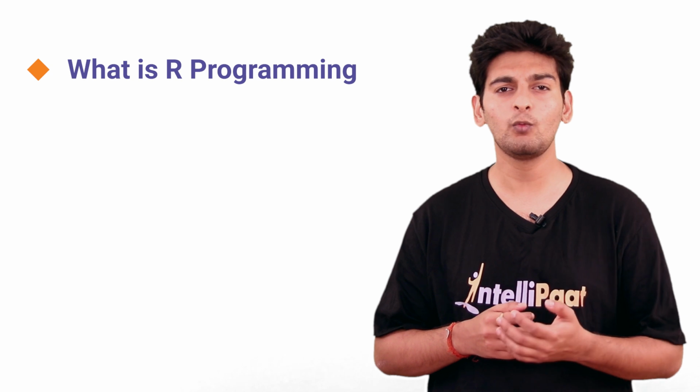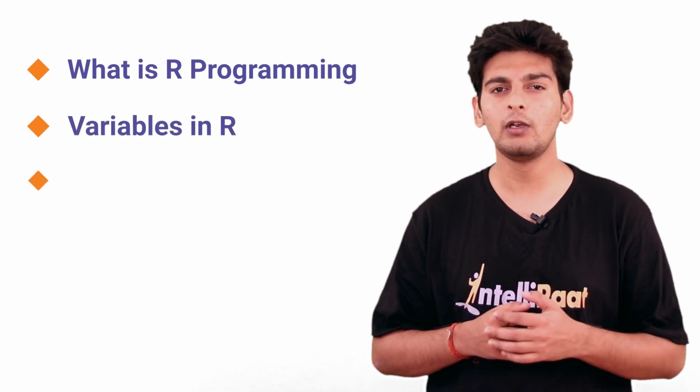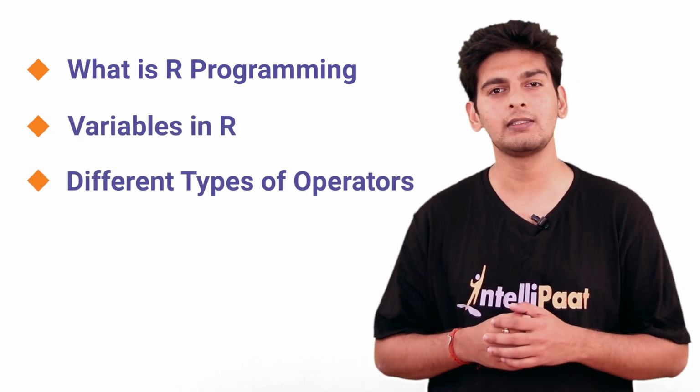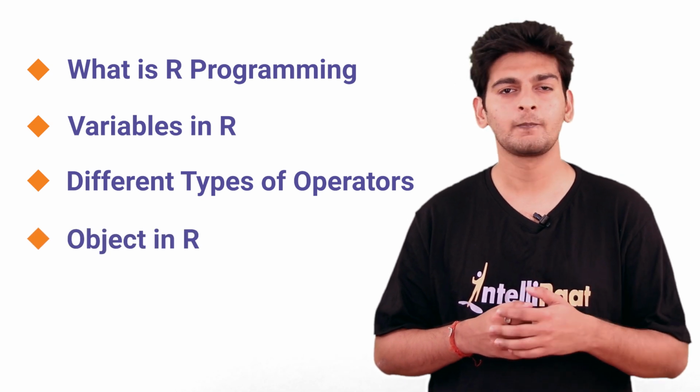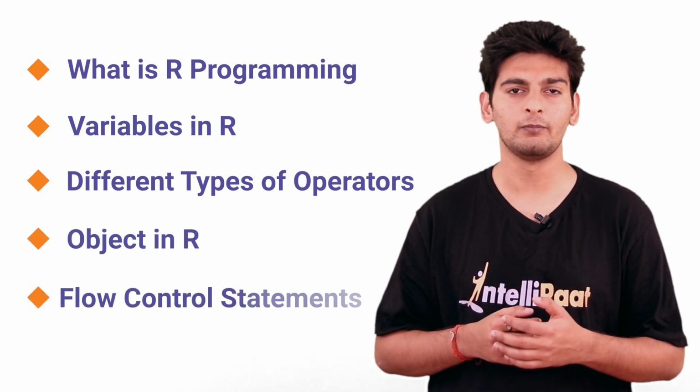We'll start off by understanding what exactly is R programming, and then we'll work with variables in R. After that, we'll look at the different types of operators, and then we'll learn about objects in R, following which we'll implement flow control statements.